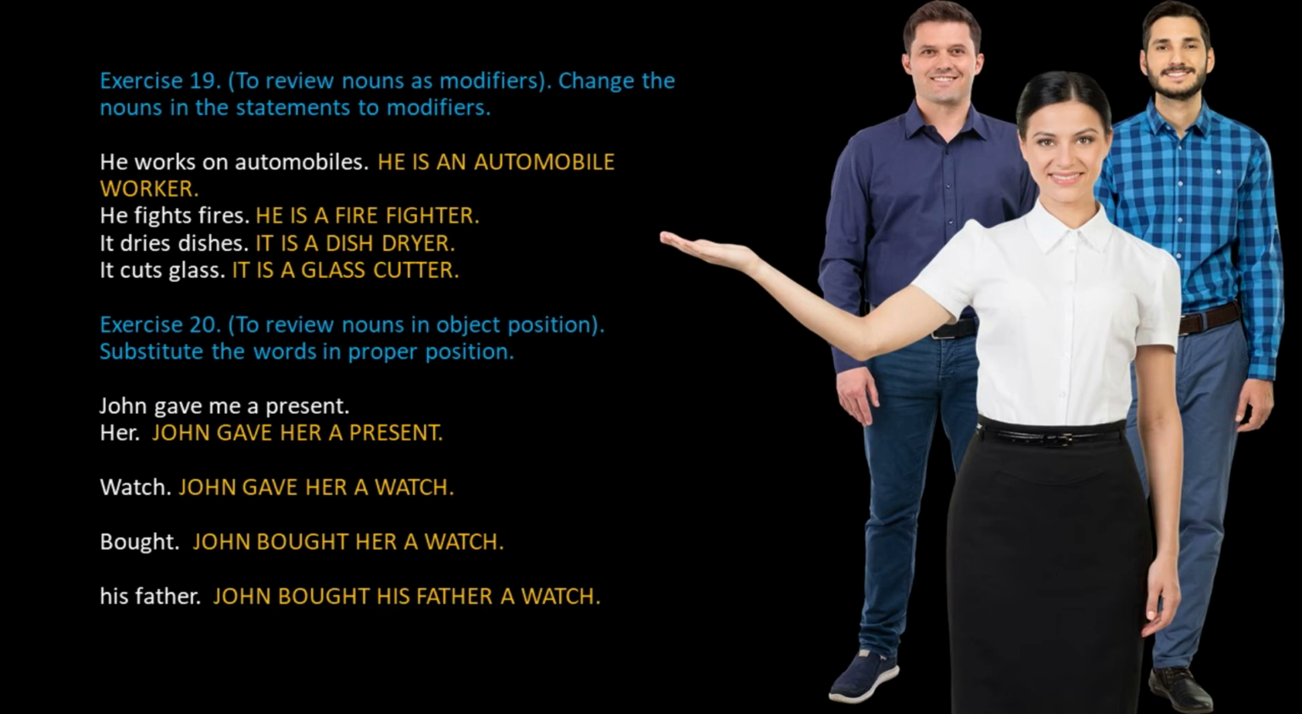Exercise 20. To review nouns in object position. Substitute the words in proper position. For example, John gave me a present. Her. John gave her a present. Watch. John gave her a watch. Bought. John bought her a watch. His father. John bought his father a watch.